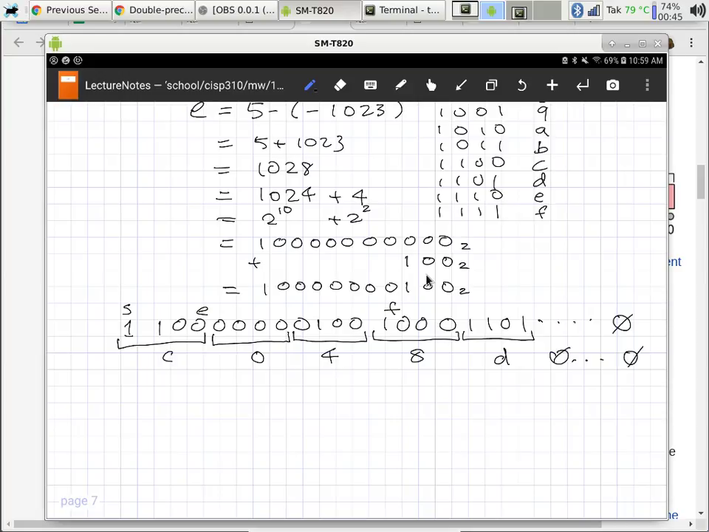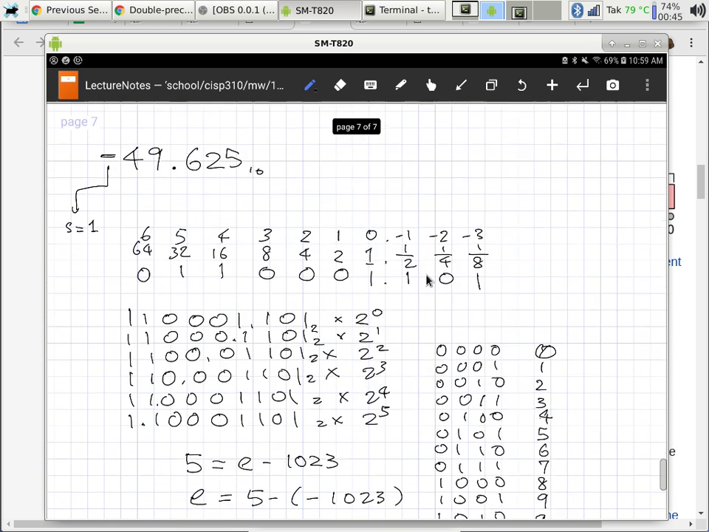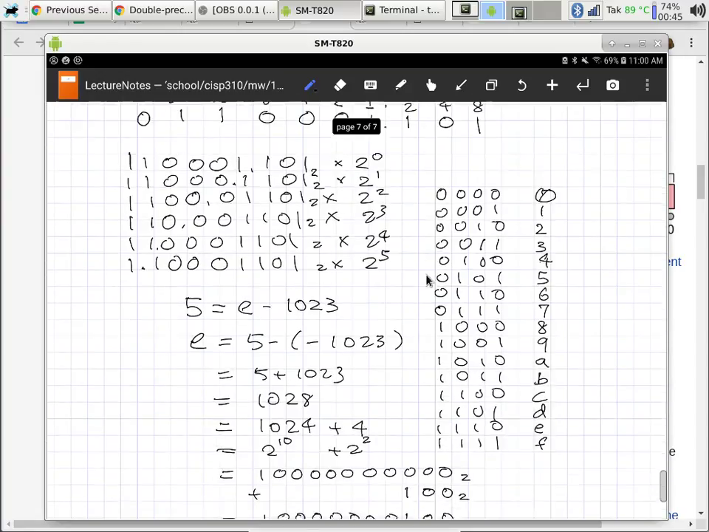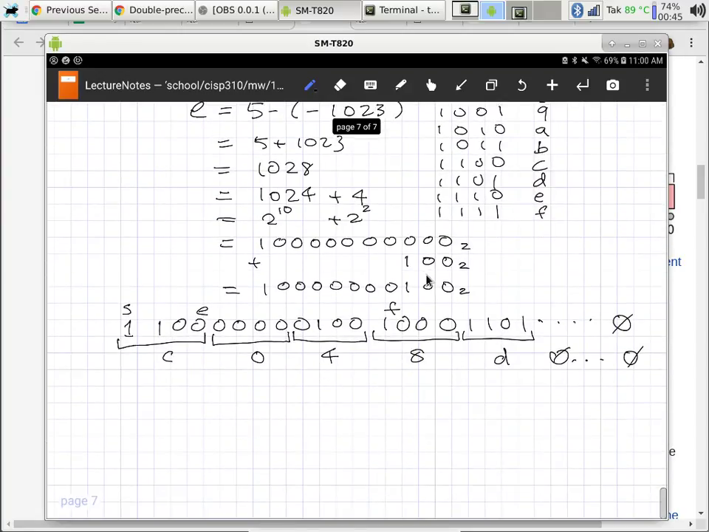All right. So now the number that I claim, the hexadecimal representation of the bit pattern of the 64-bit double precision floating point number that represents -49.625, is supposed to be that big mess. Let me just write out that big mess first, and then I'll show you how we can double check that.